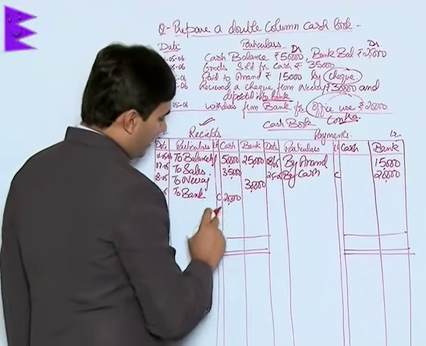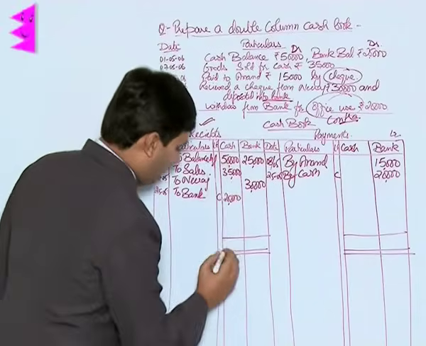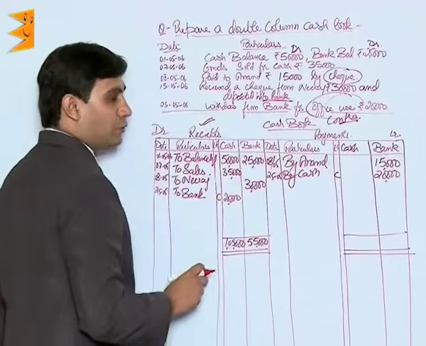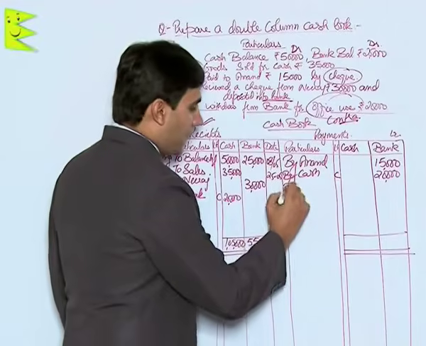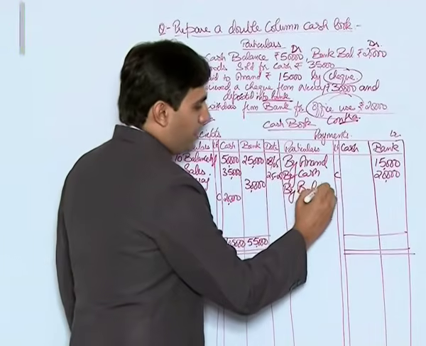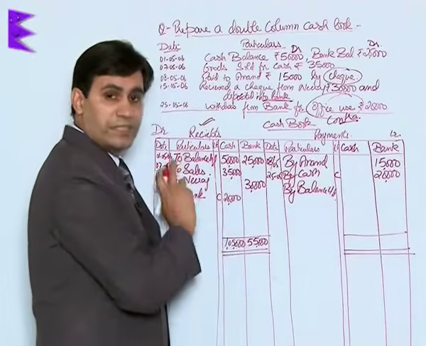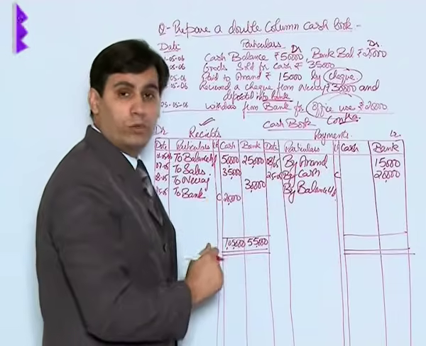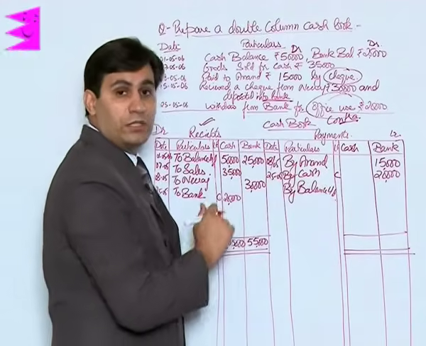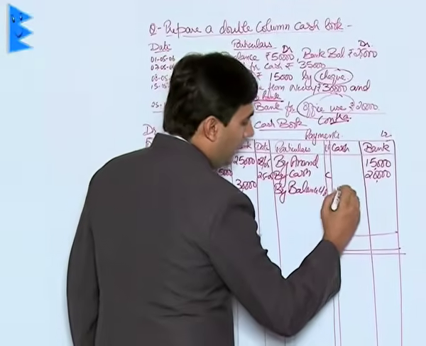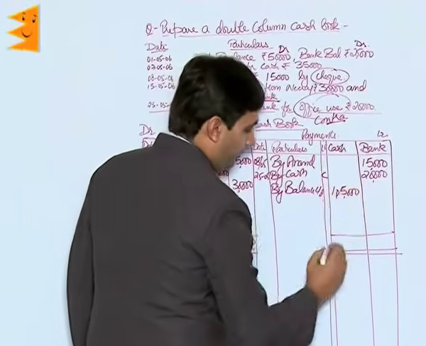On the debit side, the cash column has a total of 55 plus 50, that is 1,05,000. And the bank column has a total of 30 plus 25, 55,000. Now students, to get the balance of cash, remember we will deduct the credit side total from the debit side total of the cash column only. There is no entry on the credit side of the cash column. That means the whole 1,05,000 rupees is the balance in hand.